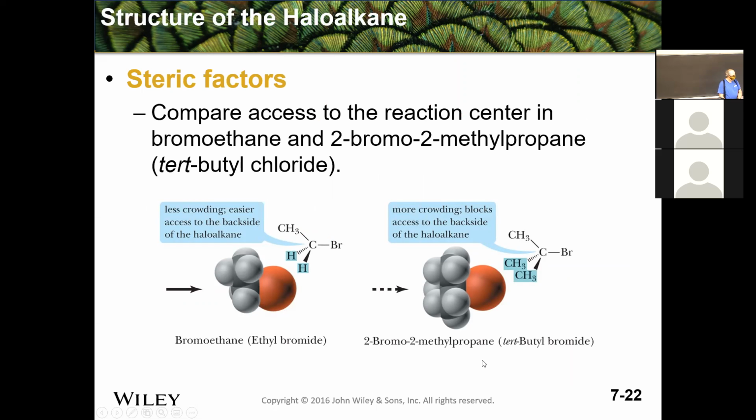Tertiary halides like tert-butyl bromide are too crowded on the backside. The nucleophile can't get into the backside, so we can't do SN2. Okay, bromoethane, on the other hand, has an unhindered backside. So the nucleophile can come right in and push out the bromine.